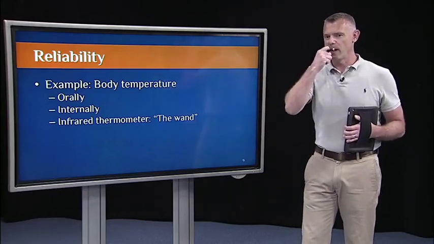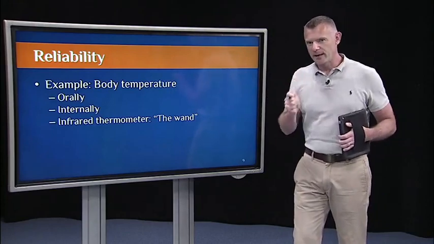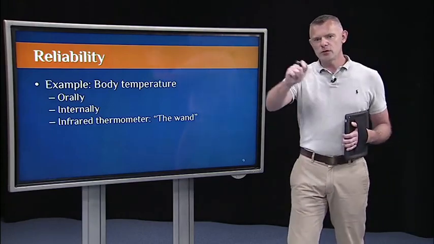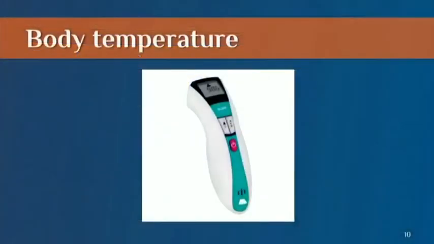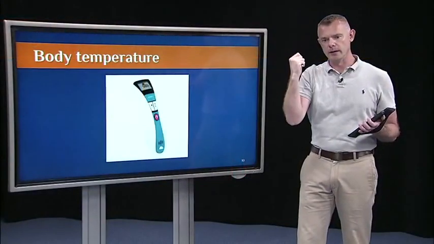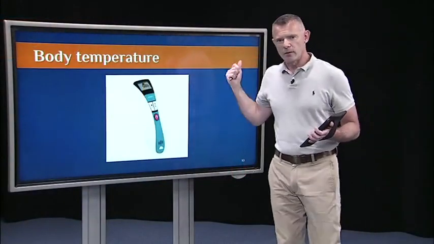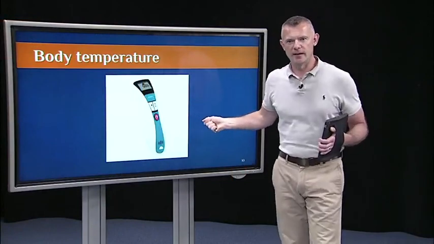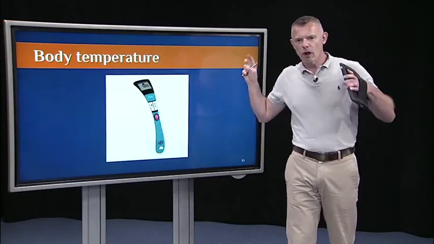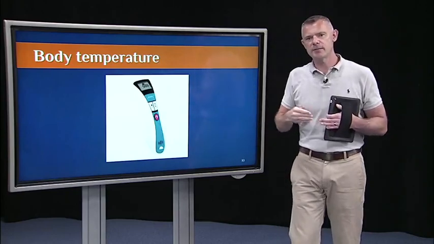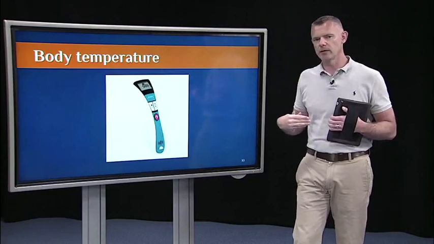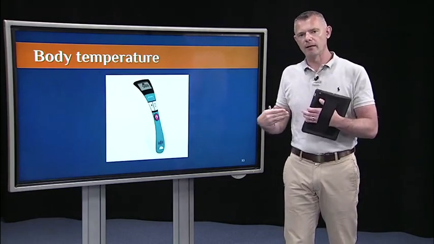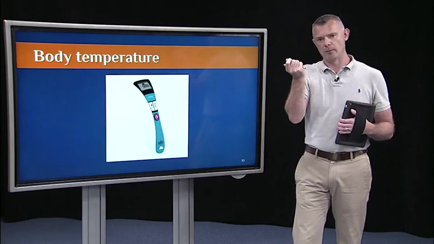Orally, put a thermometer in your mouth. Internally, there are ways you can do that. And then with this new wand, if you're not familiar with that, it looks something like this, and all you have to do is just wave it over the forehead of a patient, and it will give you a reading. My partner is actually a nurse, so I'm very familiar with this, and he tells me that these tend to run a little hot. So they have a systematic bias, is what he's saying. They tend to give readings that are a little higher than, say, an oral thermometer.